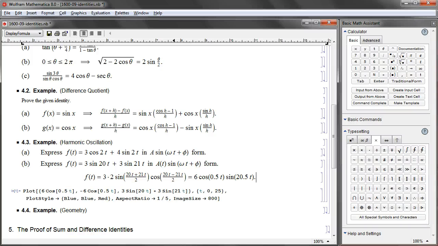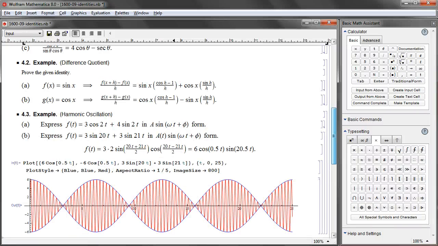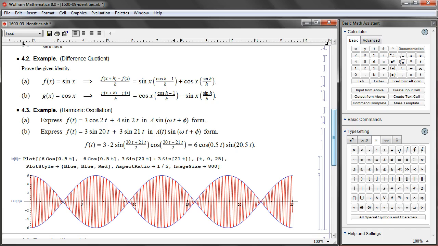What happens here is the lower frequency function is absorbed into an envelope, and we have some bouncing behavior. And here's the picture. The red graph is the graph of the function, and blue is the envelope, plus or minus 6 cosine of 0.5t. The envelope is itself a sinusoid, and that blue part gives you the amplitude of the sound. And the red part, especially this 20.5, is the pitch. The higher the pitch gets, the higher it sounds, things like those.